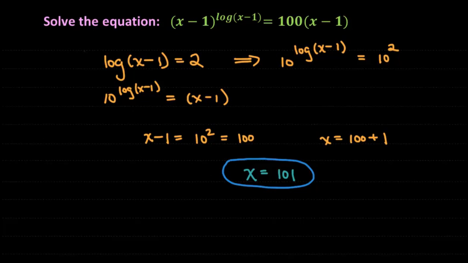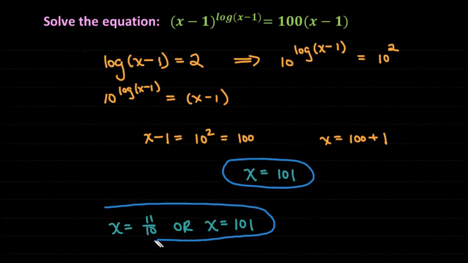So we have two solutions. We have, in the first case, either x equal to 11/10 or x is equal to 101. And both of these solutions work in solving the equation at the top. And so we're done.